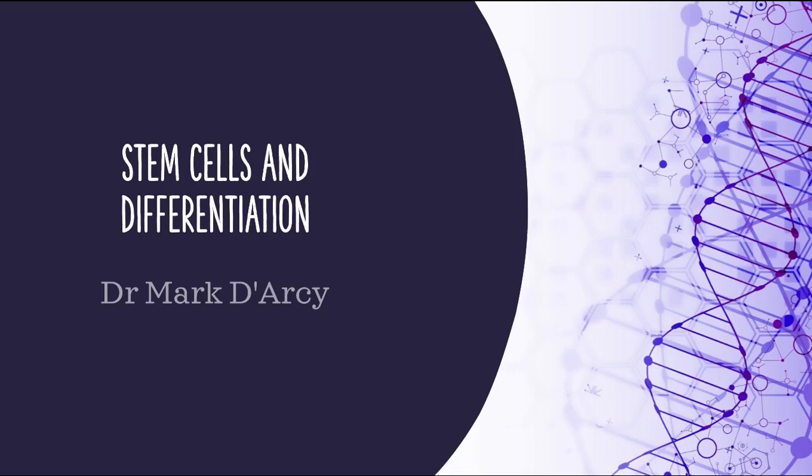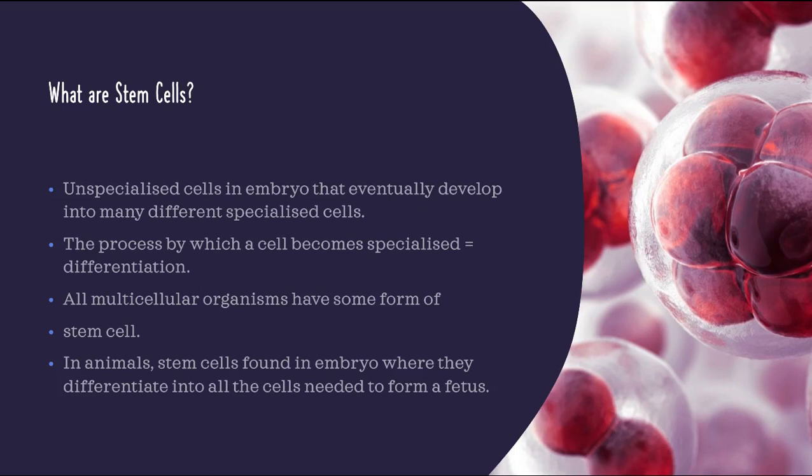Okay, so stem cells and differentiation. First of all, what are stem cells? Well, they are a kind of unspecialized cell. They can be found in embryos. They can be found in adult organisms also. I'm going to start by talking more about the embryonal stem cells, and I'll move on to adult stem cells a little later. So in the embryo, they are unspecialized cells that eventually develop into many different specialized cells.